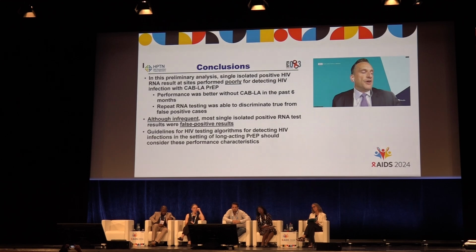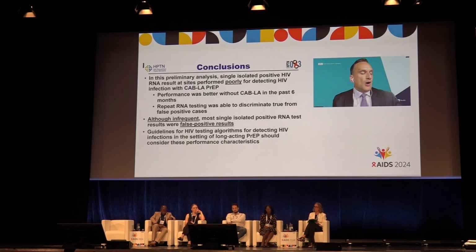We conclude from this preliminary analysis that a single isolated positive RNA test done at study sites performed poorly for detecting HIV infection in the setting of CAB-LA PrEP. RNA testing performed better absent CAB-LA exposures in the past 6 months in this population, and a repeat RNA test was able to discriminate true from false positive results in all cases, particularly important in contexts where this is currently being implemented.